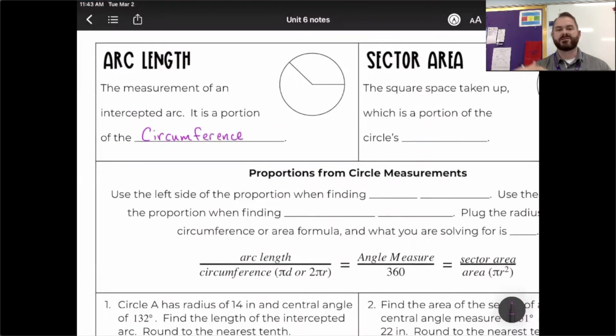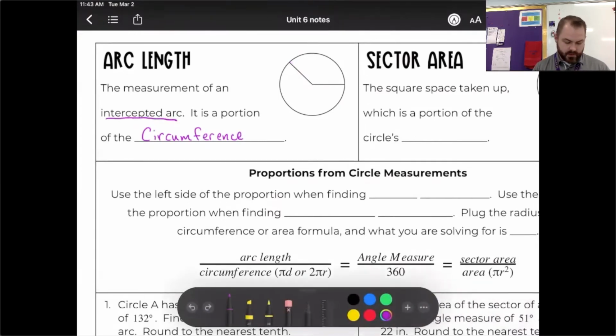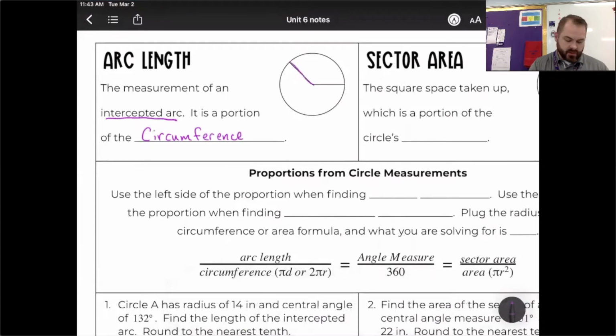An arc's length is equal to a portion of the circle's full circumference. It's the measurement of what we call an intercepted arc. This angle here creates what we call an intercepted arc. So this arc, we'll just call it from A to B, has a measure in degrees that's equal to this angle measure in degrees. But the arc length is a portion of the full circumference, and we're going to look at how to find that.